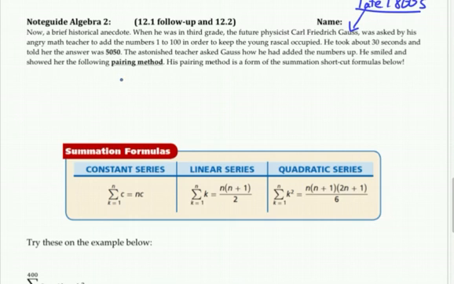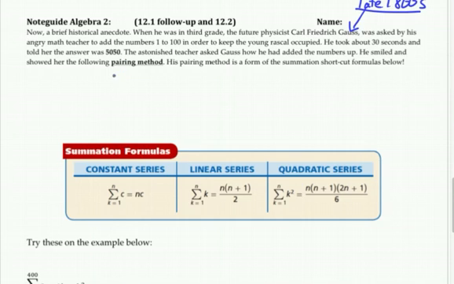And so Gauss took 30 seconds, maybe even less. I've heard the story go he took about 10 seconds, and he said, "The answer is 5,050." And so the little 3rd grader tells her this answer, and the teacher's not sure, and so she goes and checks it out later on, thinking that he's just messing around, and she figures out that yeah, it actually is. So how did Gauss do that in about 10 or 30 seconds?